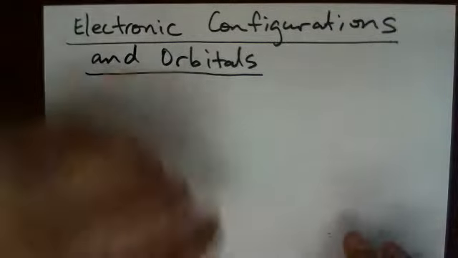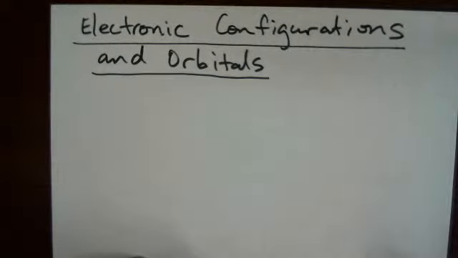Hi everyone. Today we're going to be talking about electronic configurations and orbitals. So in your textbook you will have hopefully read sections 2.5 and 2.6, and you may be a bit confused about some of these terms and the way that it explains things.